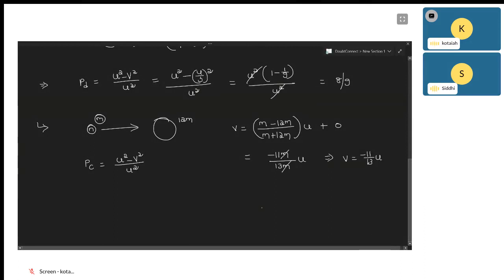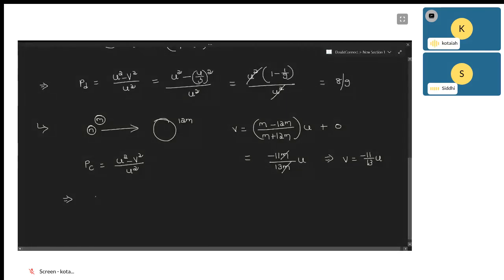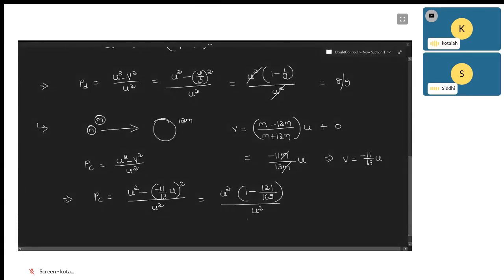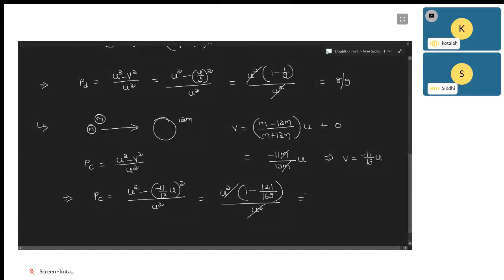So that implies Pc is equal to u square minus v square by u square, with v equal to 11 by 13 u. No need to take the minus sign here because anyway the whole is squared. So it is u square into 1 minus 121 by 169, divided by u square. u square will be cancelled. 169 minus 121 means 48, by 169.